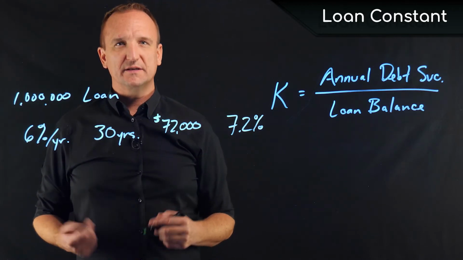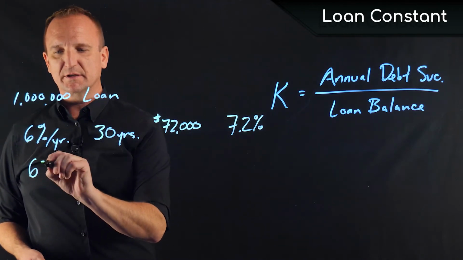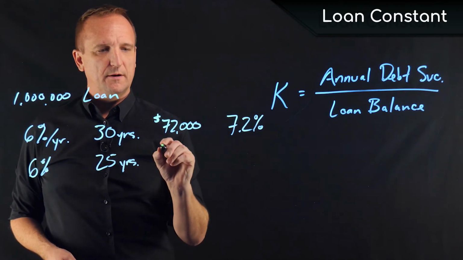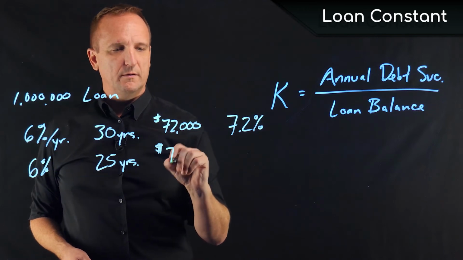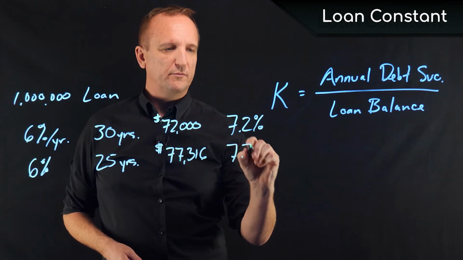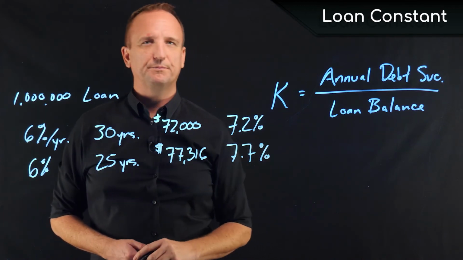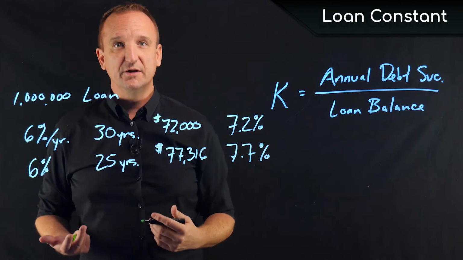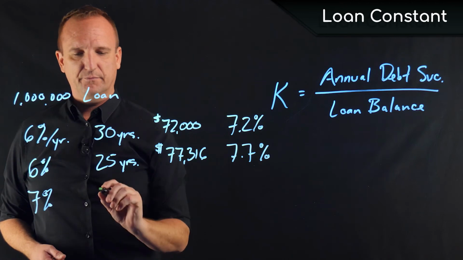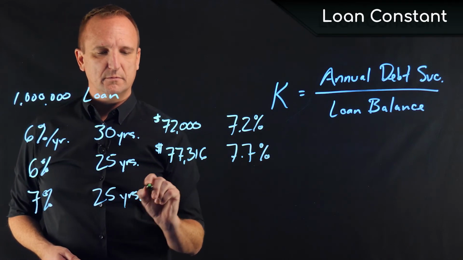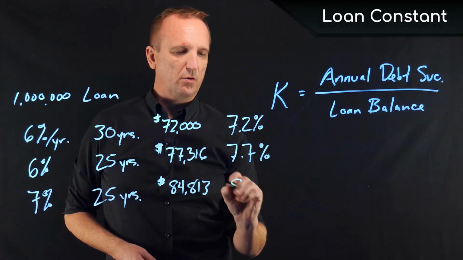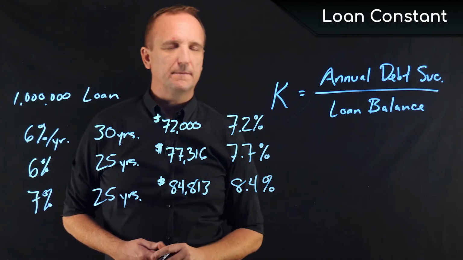7.2%. If that same loan were amortized over just, say, 25 years, then our annual debt service would be about $77,000, or a 7.7 constant. And of course, if the interest rate went up to, say, 7% over 25 years, then our debt service would be in the $84,000 range, or an 8.4% constant.